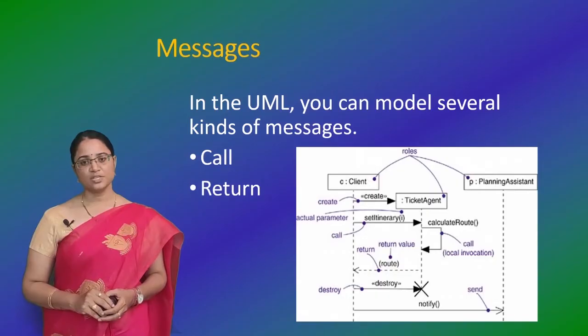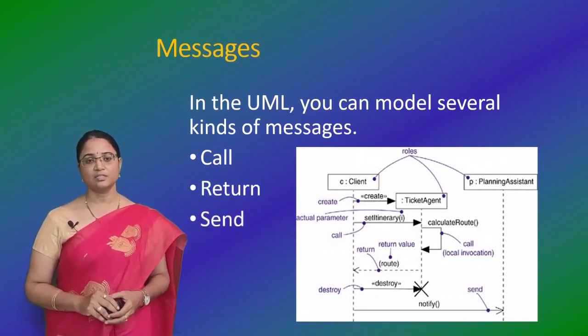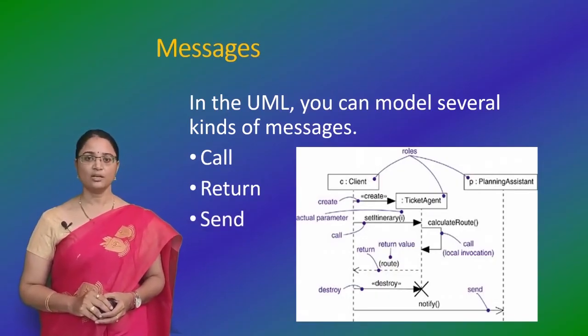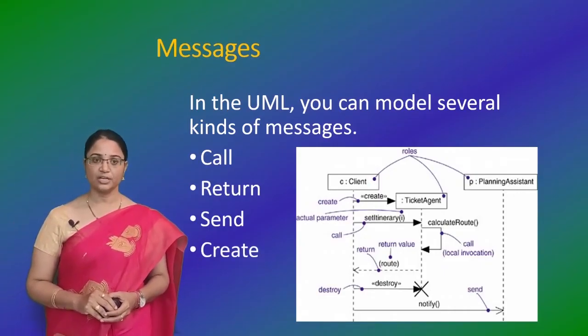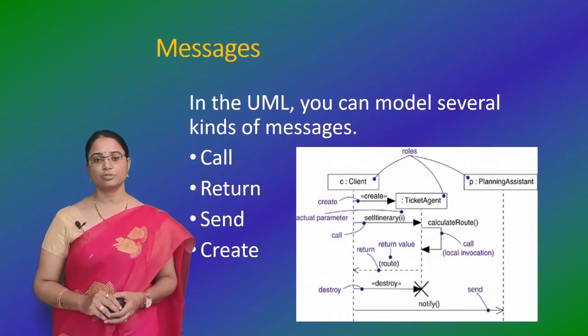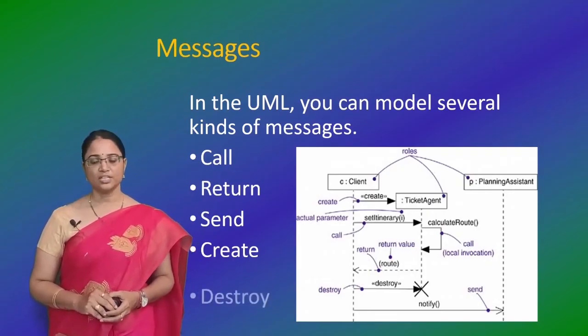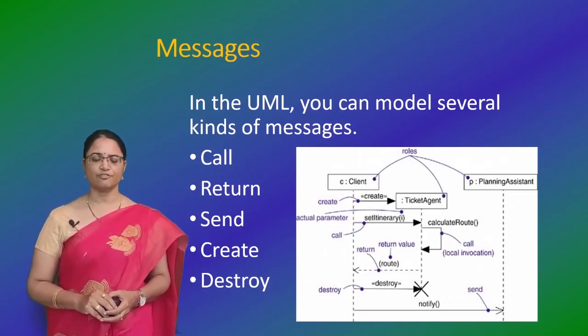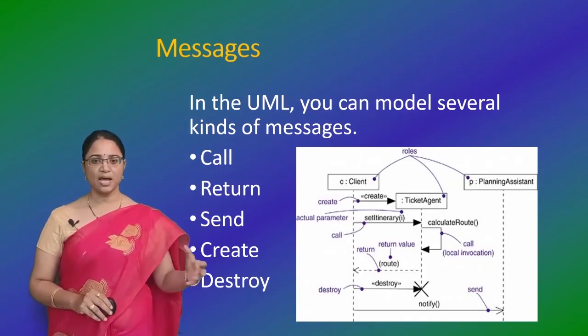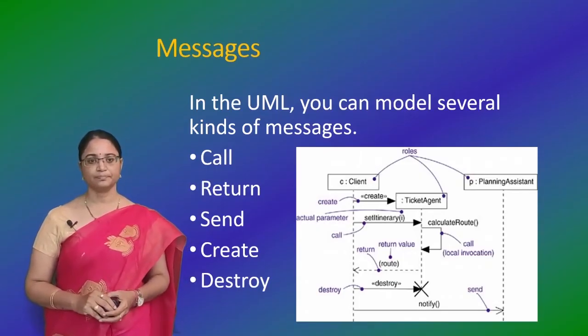You can also specify the message as sent. It means it sends a single signal to an object. Next, you can also specify the message as a create, which creates an object. If you want to create an object, then you can use create. Next one is destroy, which destroys an object. An object may commit suicide by destroying itself. These are the different types of messages you can pass between objects.